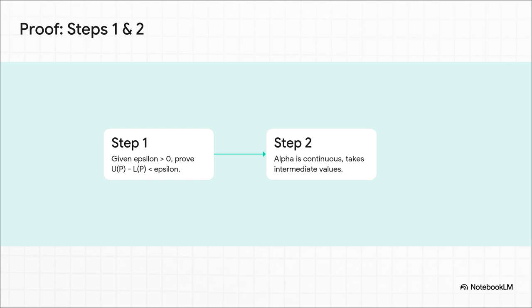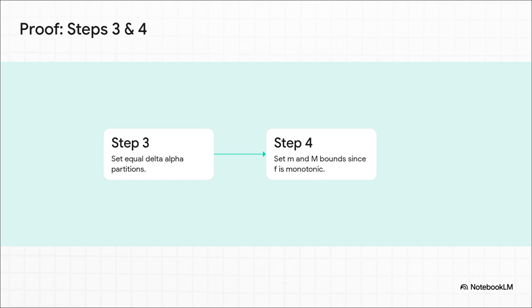Now, step 2. Since alpha is continuous on a, b, it must take all values between alpha of a and alpha of b. You'll see a note here. Continuous function on a closed interval is bounded and takes every intermediate value. यह हमारा intermediate value theorem का direct application है, and it's absolutely crucial for setting up our partition.